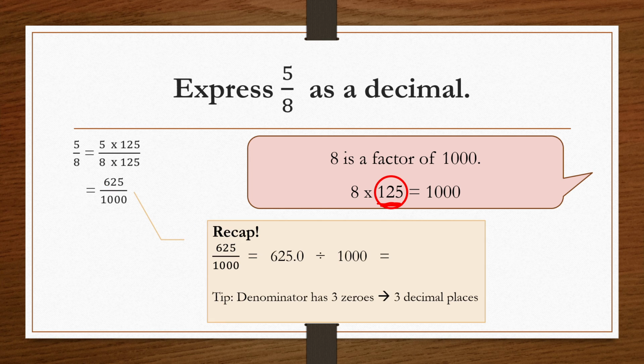So similarly, 625 over 1,000 represents 625 divided by 1,000. Since we're dividing by 1,000, we're shifting the decimal point 3 places to the left, which would give us 0.625. And since our denominator is 1,000, which has 3 zeros, we know that our answer is going to have 3 decimal places. So numerator of 625, put it into 3 decimal places, you get 0.625.